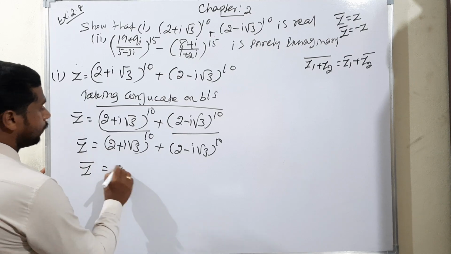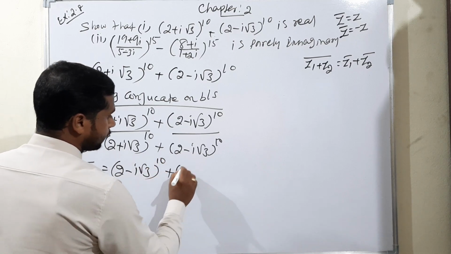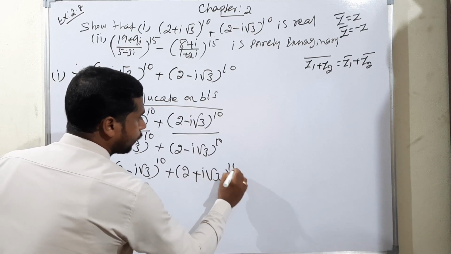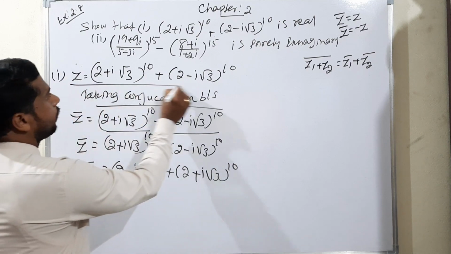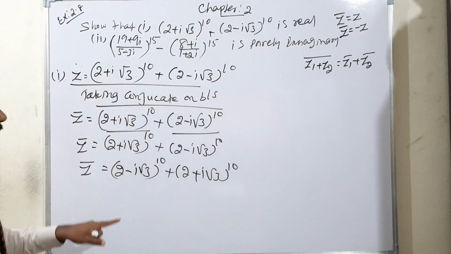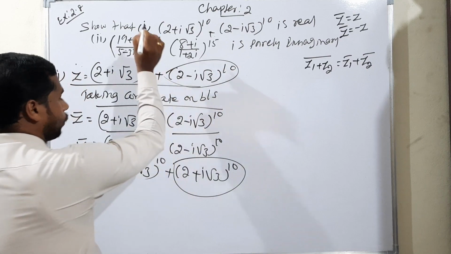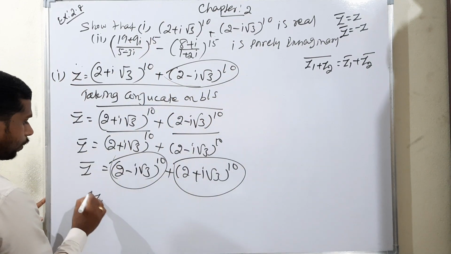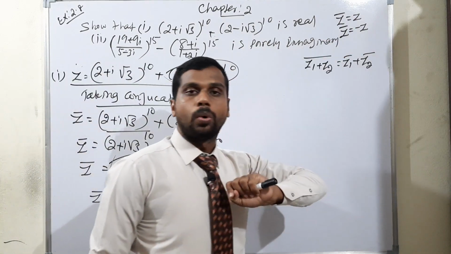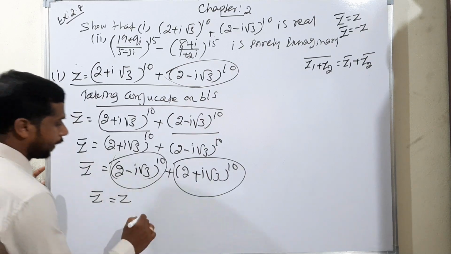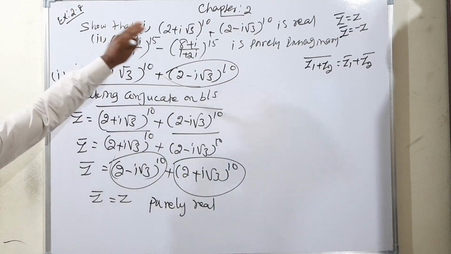So Z bar is equal to 2 minus i root 3 the whole power 10, plus 2 plus i root 3 the whole power 10. Look at this, this is our original term. Starting, we considered Z is equal to 2 plus i root 3 the whole power 10, plus 2 minus i root 3 the whole power 10. Therefore we can say Z bar is equal to Z. When Z bar is equal to Z, what did I say? It is called purely real. Therefore the first condition is clear, purely real. Subdivision 1 is over.